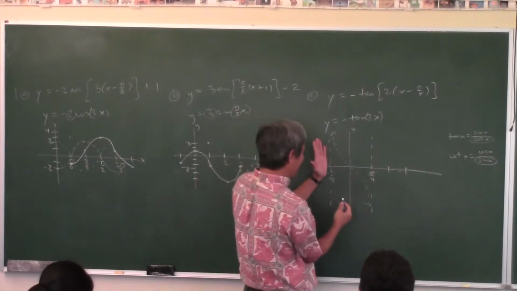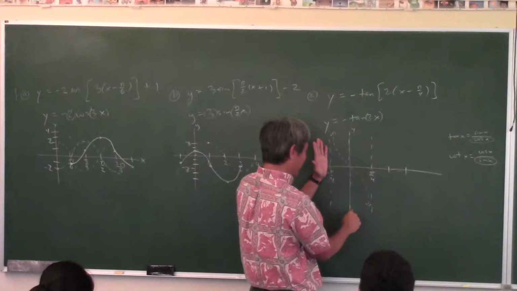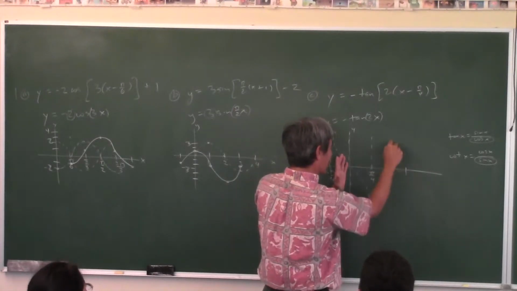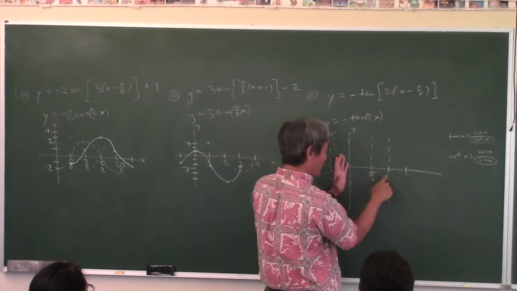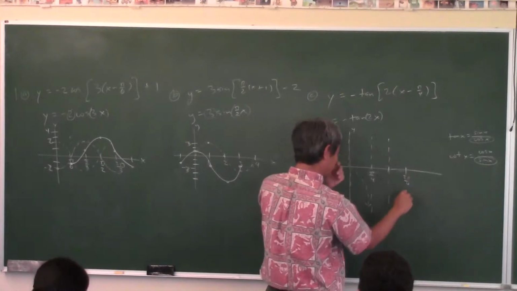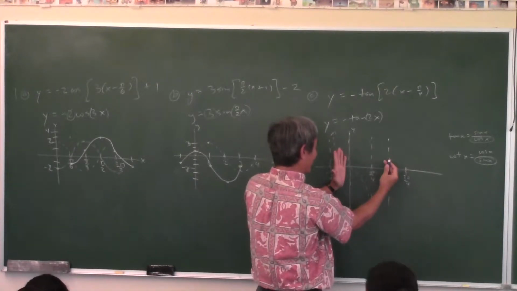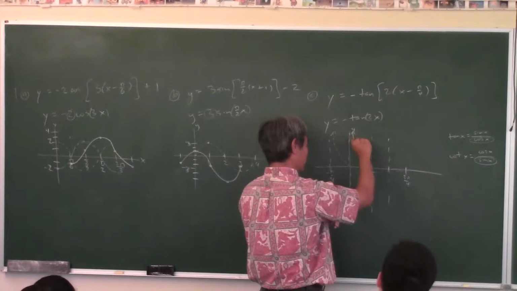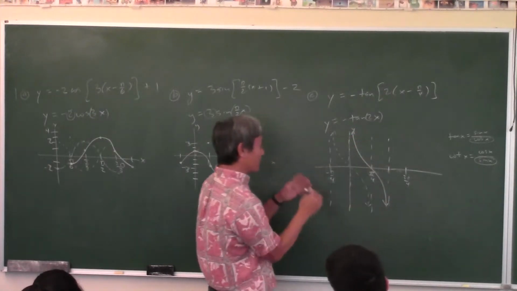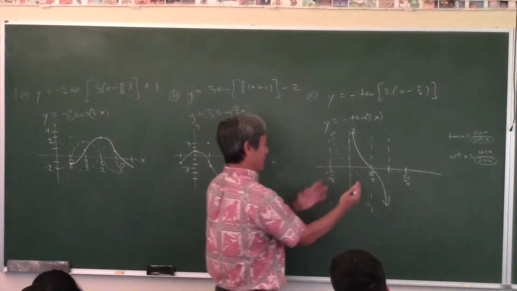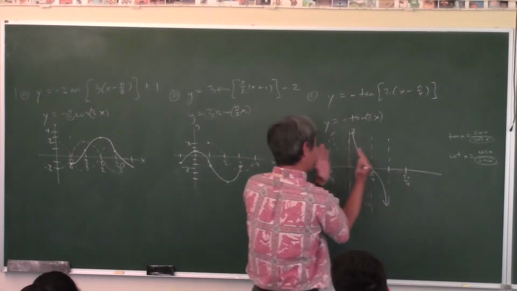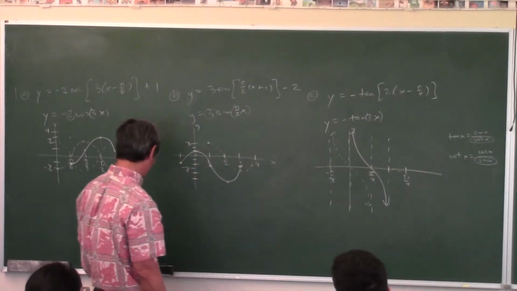So this asymptote will go here now. This asymptote goes here now. So this is 1 pi over 4, 2 pi over 4, 3 pi over 4, right? So this is what we have so far, and then everything goes. There you go. That's one period, and then copy and paste, whichever way you want to go.